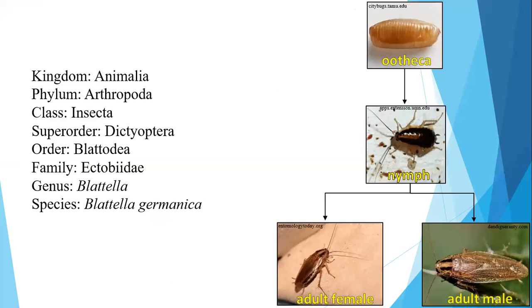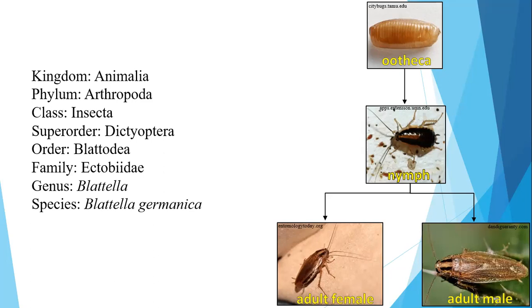And here's a brief description of the life cycle. So it starts out as an egg. The eggs are produced in a case called an ootheca. They then hatch and become nymphs and develop into adults. So they can develop into either an adult female or an adult male. Here you can see that there's a little bit of sexual dimorphism going on. So the male has a relatively narrow abdomen. He's a little bit smaller than the female. The female is a little bit girthier and has a wider abdomen.